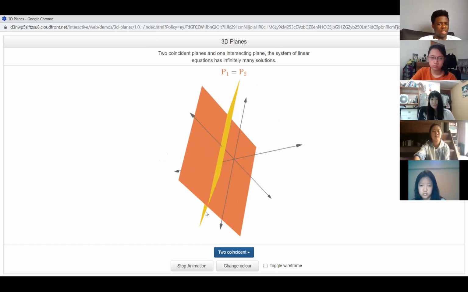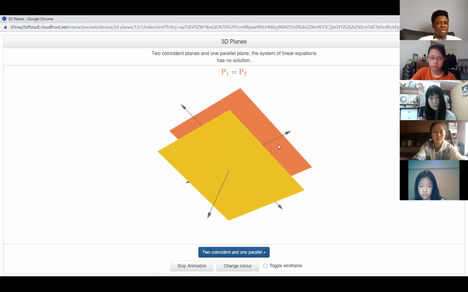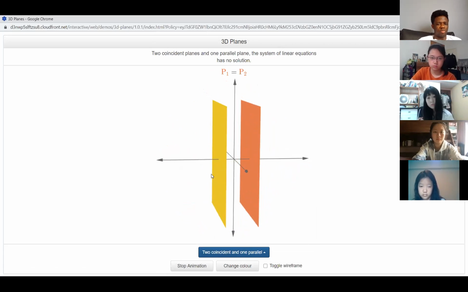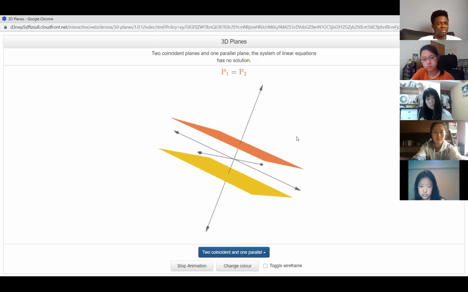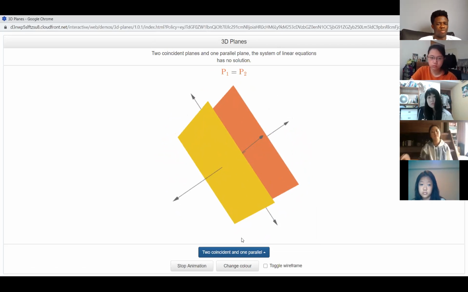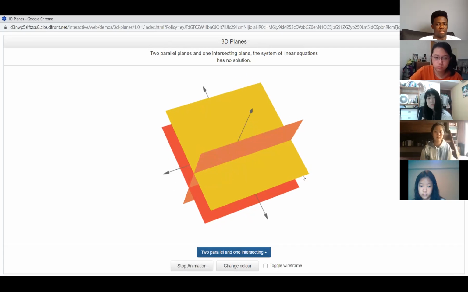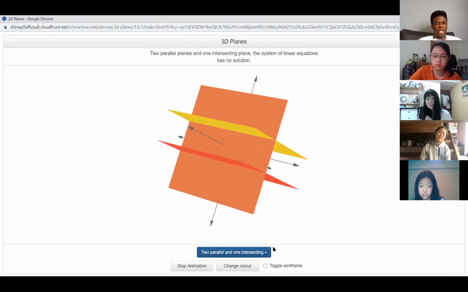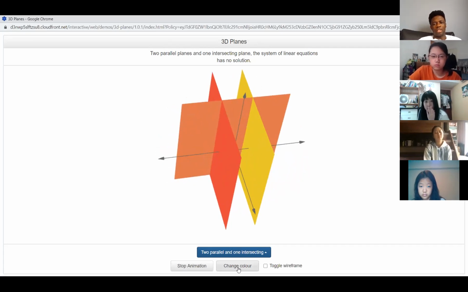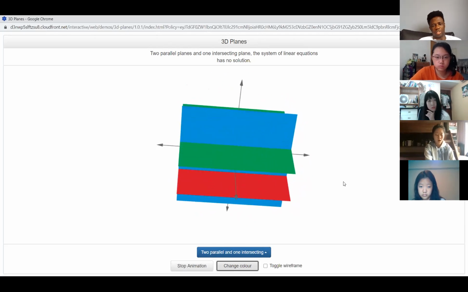We have this. So two are here. We can have two coincident again, but the third one is parallel to them. Can you see? The third is parallel to them. We can have two parallel and one intersecting. So the yellow and the red are parallel, while the other one, okay, maybe I use this color. Good.